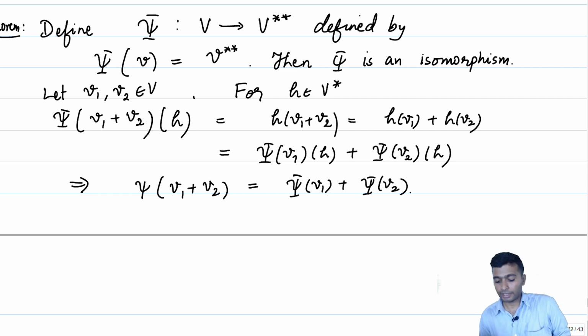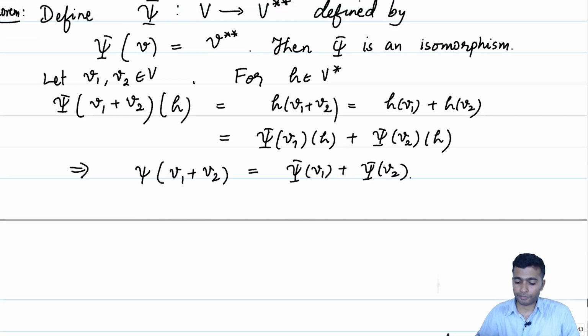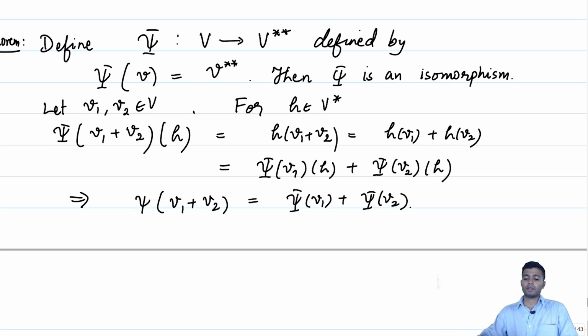So, psi hence is a linear map. You can check that the scalar property is also satisfied in a very similar manner, but we have only obtained a linear map from V to V star star. Notice that V and V star star both have dimension equal to the dimension of V, let us say n.